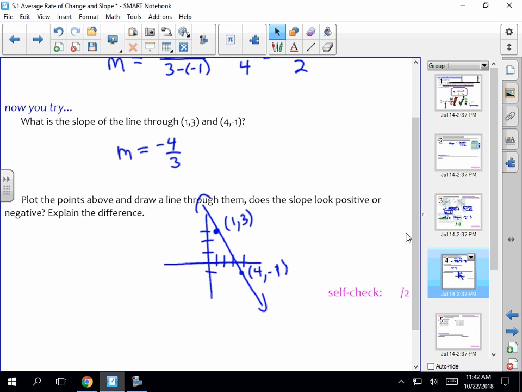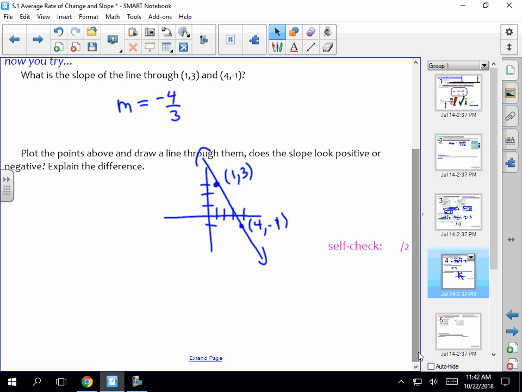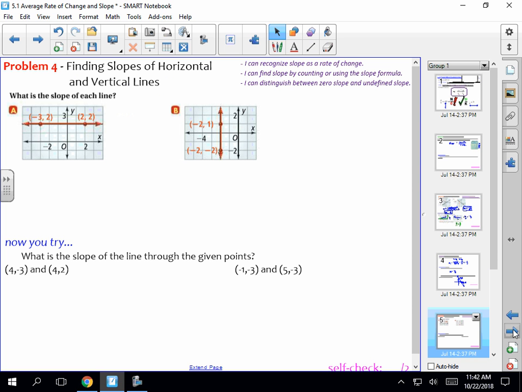You could then graphically count 1, 2, 3, 4 down and 3 over, and you see that you get the same slope. So graphically, algebraically, either way, you ought to be able to find the slope here. You have a negative sloping line from 1, 3 to 4, negative 1. Finding slopes of horizontal and vertical lines. So we've looked at positive and negative slope. When you see a horizontal line, you ought to be able to jump right to the slope.